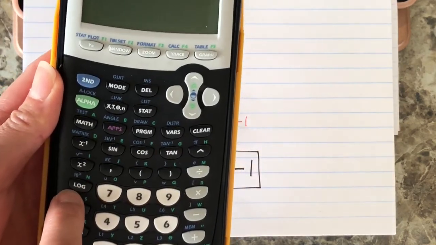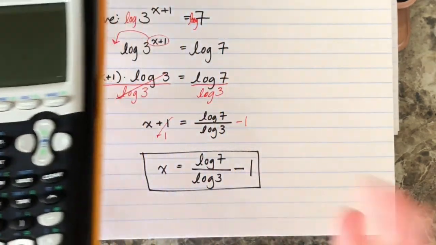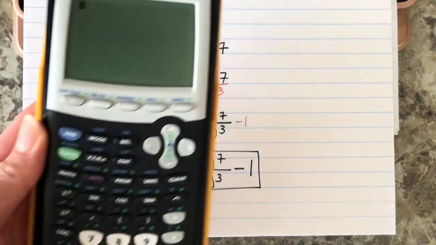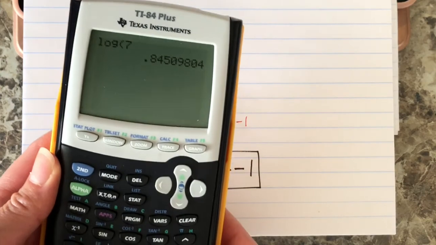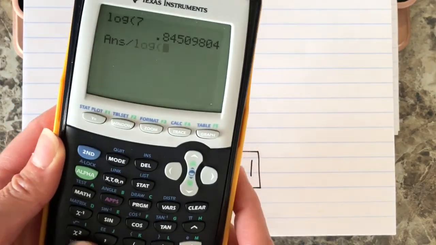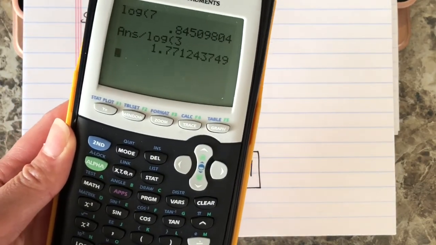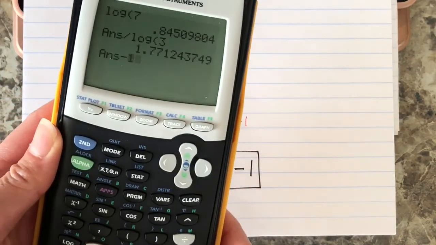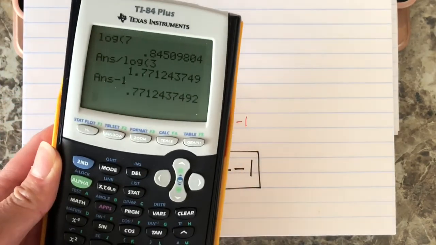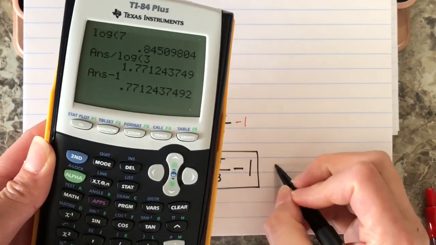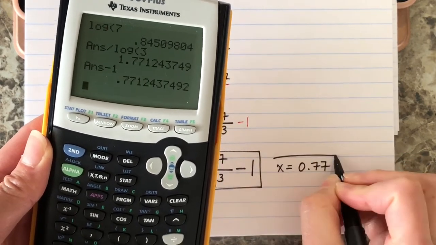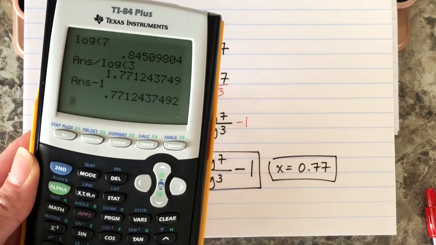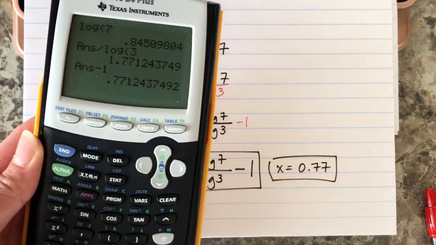You can also find it on your calculator. The log button's right here. If you have a phone, you usually have a log button if you expand your calculator. Log of 7 equals, divided by log of 3 equals, minus 1 equals. There we go. So this tells me x also equals, let's round to 2 decimal places, 0.77. And that's it.